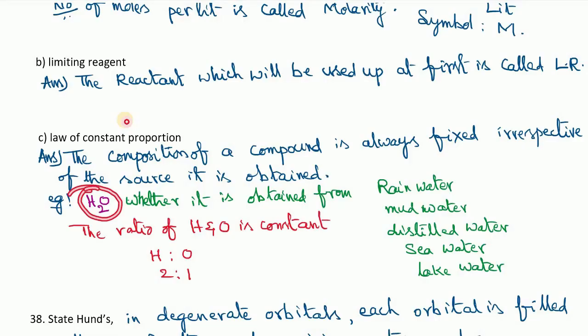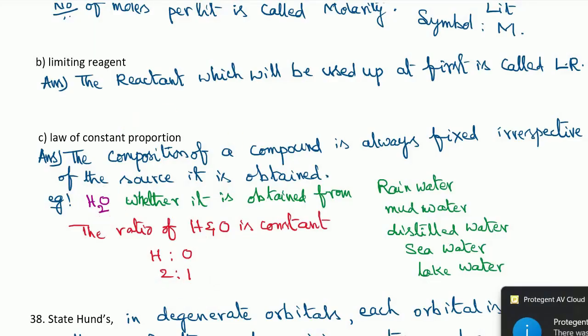That means how many hydrogen atoms are combining with oxygen? Two hydrogen atoms are combining with one oxygen atom. It will be constant. That is called the law of constant proportion. Constant means fixed. Okay, next.